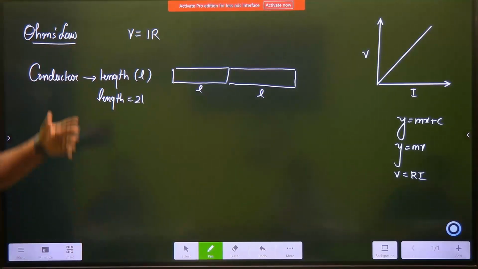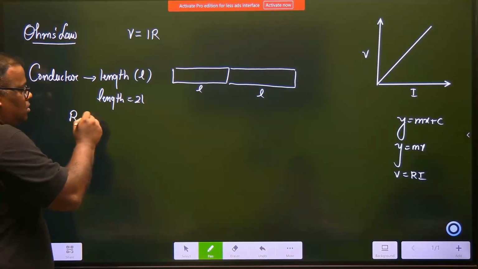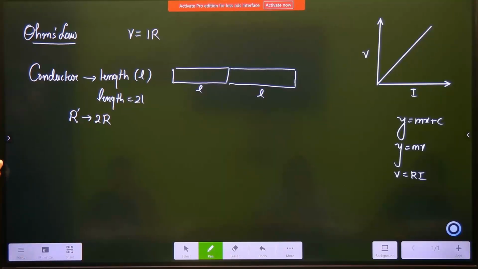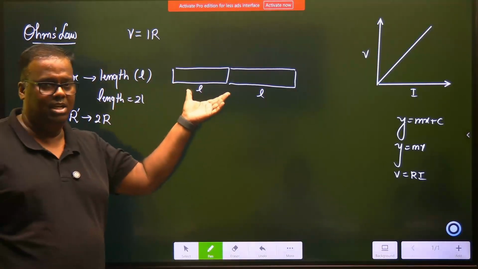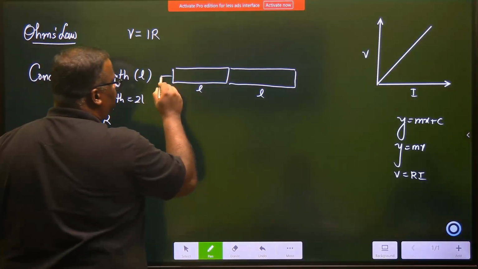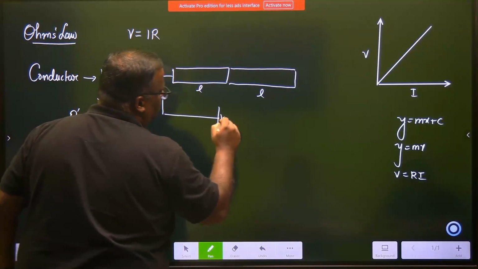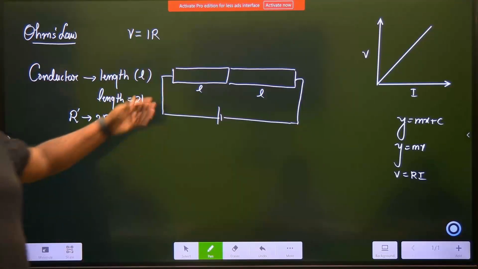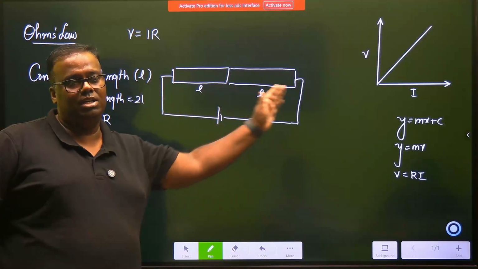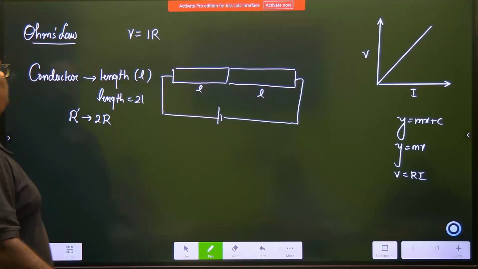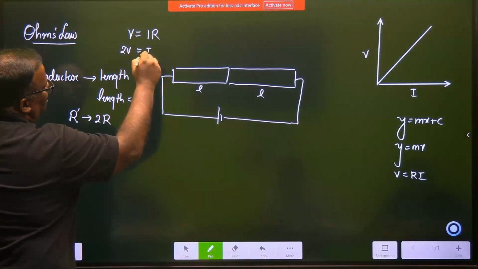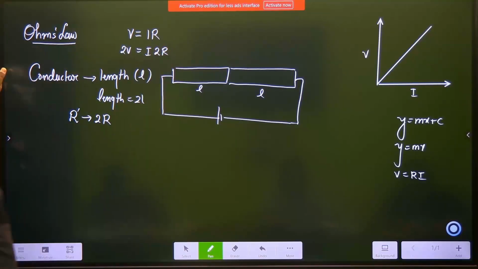When the length of the conductor becomes 2L, we always say that the new resistance has also become 2R, two times R. So the voltage gets added up, whatever was V, and the same current is flowing through it. If your voltage doubles up, in order to keep the equation constant, your resistance also has to double up for the same I.